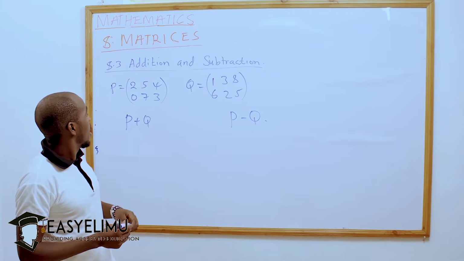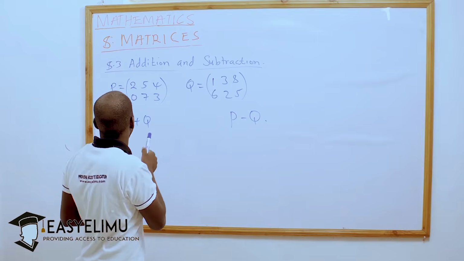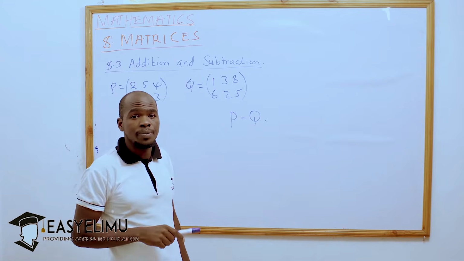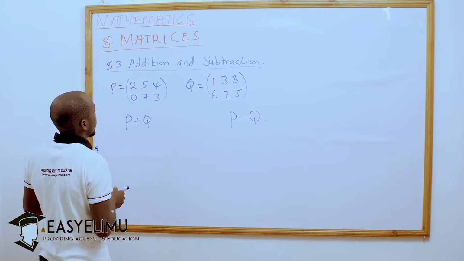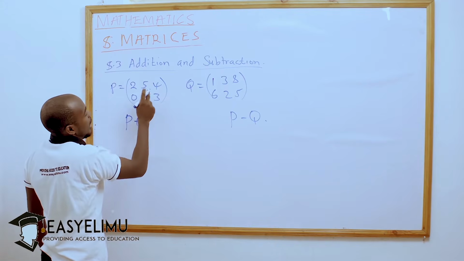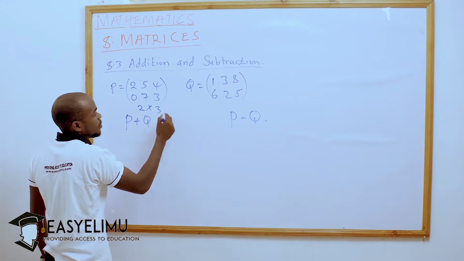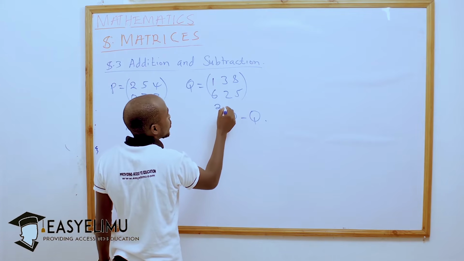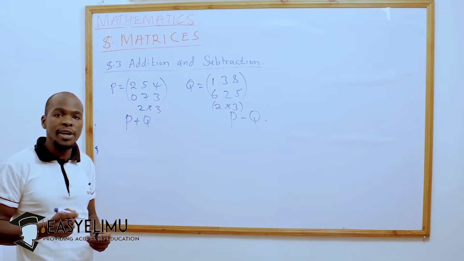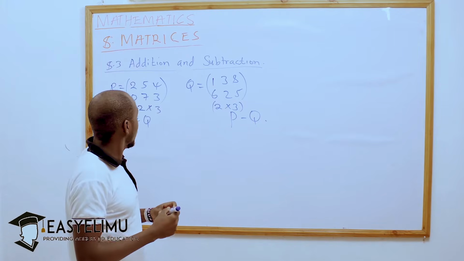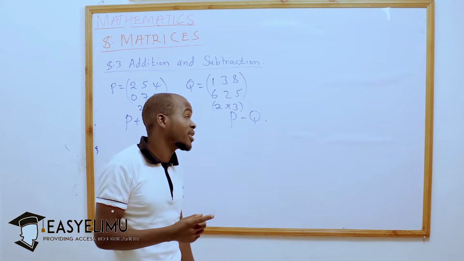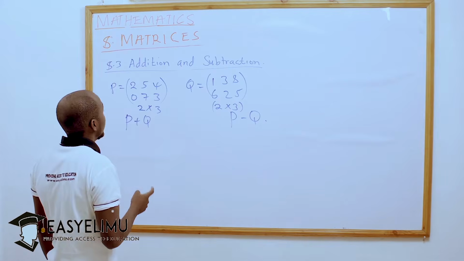Let me ask class, to which order do these two matrices belong? You will find out that the first matrix has 2 rows and 3 columns. The second one also has 2 rows by 3 columns. So both of them are 2 by 3 matrices. If that's the case, then we can add them together because they are compatible and they are the same order.